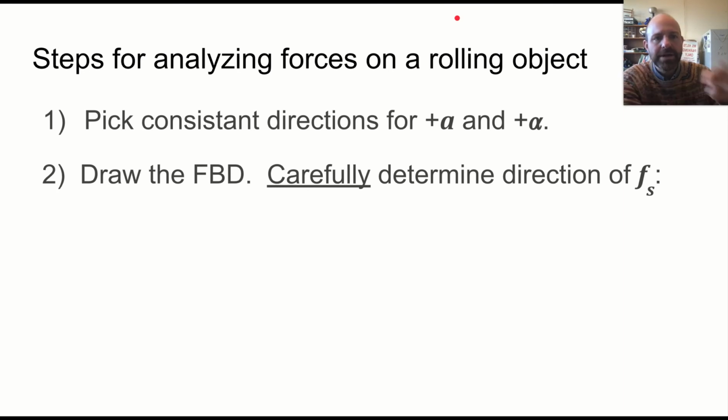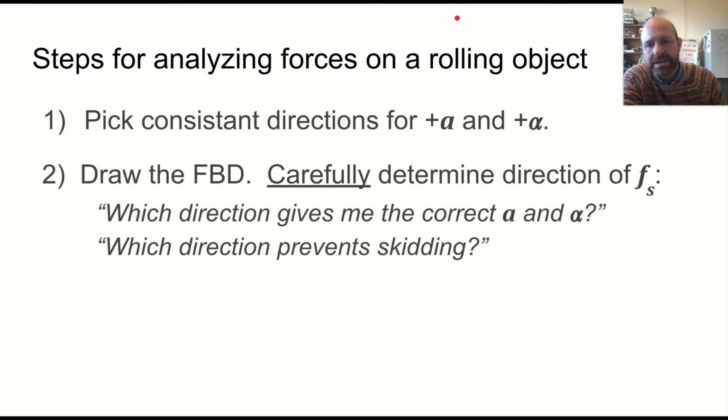What is happening? If we know it's accelerating down a ramp, we know that the alpha and the A both need to have a change in a particular direction, and we can figure out which way static friction needs to go. There's a couple different ways to think about this, right? Which direction gives me the correct A and alpha? Which direction prevents it from skidding? Another way to think about this is if you think about what would happen without friction, and then what is happening, the friction is the cause of that difference.